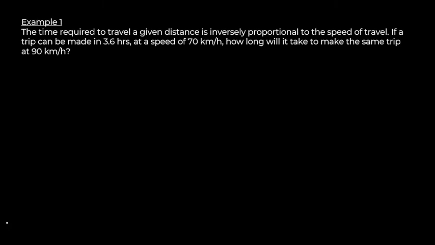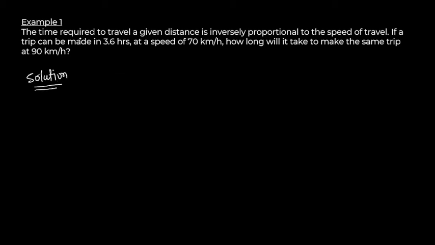The time required to travel a given distance is inversely proportional to the speed of travel. If a trip can be made in 3.6 hours at a speed of 70 kilometers per hour, how long will it take to make the same trip at 90 kilometers per hour? This is a typical physics question involving the speed of a vehicle and the distance traveled. So let's go ahead and look at the solution for this problem.